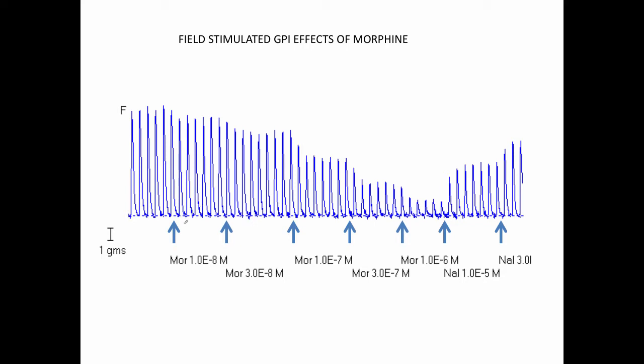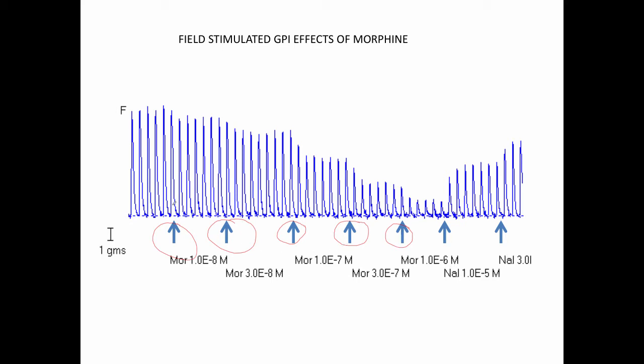The thing you are looking at here are the large arrows where you've added the drug. And in this case, it is morphine. These last two are where we've added naloxone, but we'll deal with those in a moment.